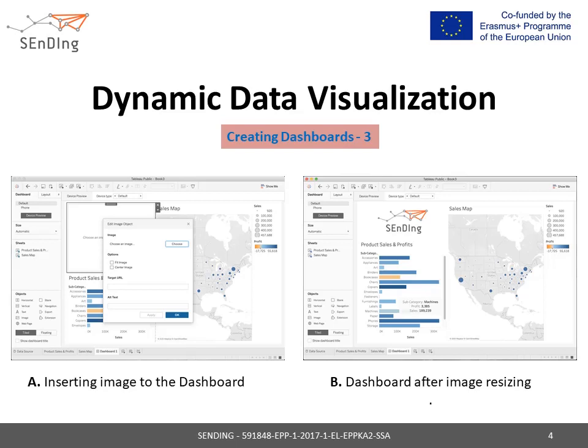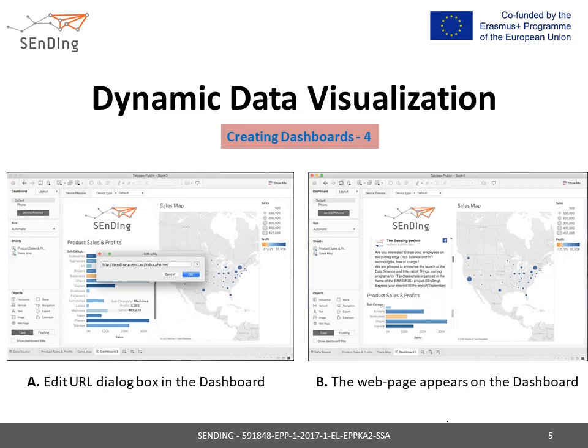Doing so calls up an Edit Image Object window, where we can navigate to the location of the image file and select it. Click the Open button to add the image to the dashboard. Right-click the image and choose Fit Image from the contextual menu that appears. If necessary, drag the image border to resize the image. The result should look similar to that shown in Figure B.